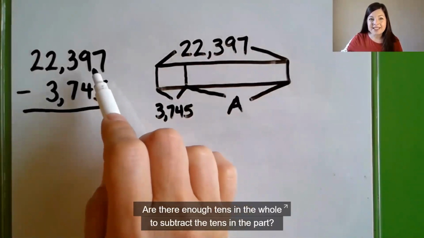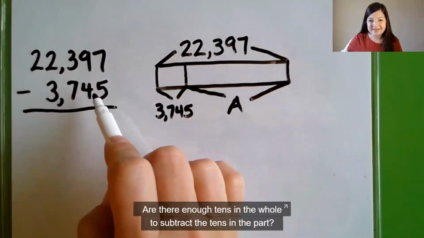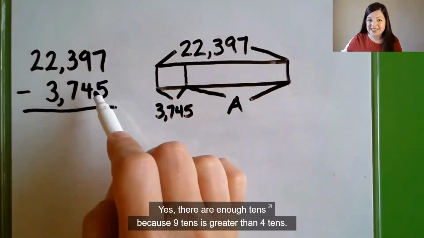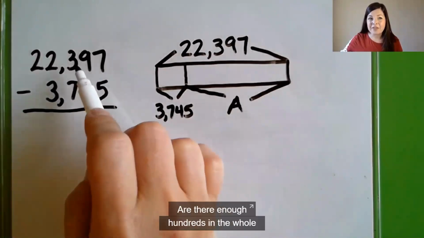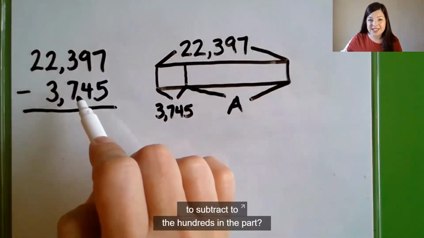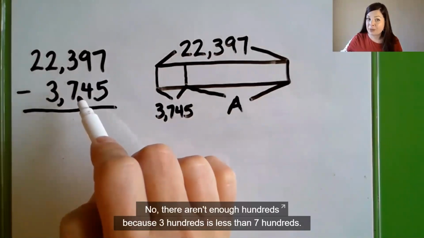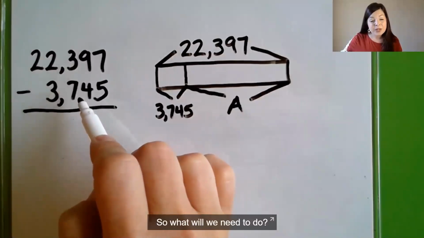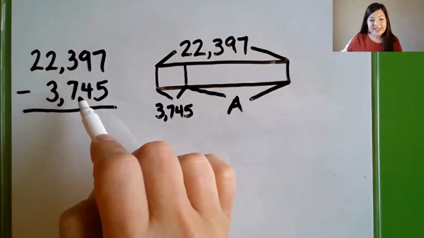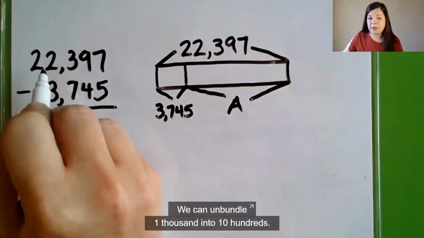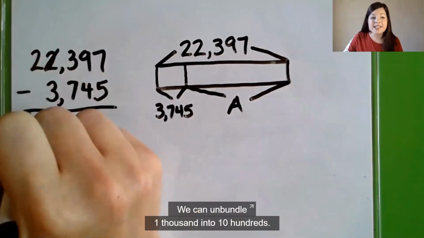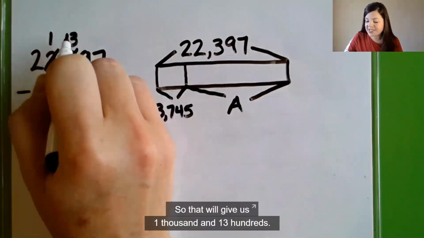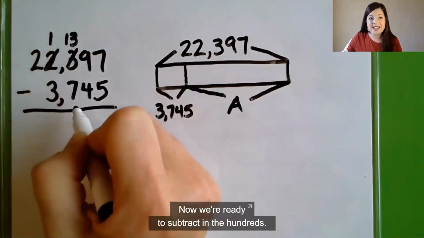Are there enough tens in the whole to subtract the tens in the part? Yes, there are enough tens because 9 tens is greater than 4 tens. Are there enough hundreds in the whole to subtract the hundreds in the part? Nope, there aren't enough hundreds because 3 hundreds is less than 7 hundreds. So what will we need to do? We'll need to unbundle. We can unbundle 1,000 into 10 hundreds, so that will give us 1,000 and 13 hundreds. Now we're ready to subtract in the hundreds.